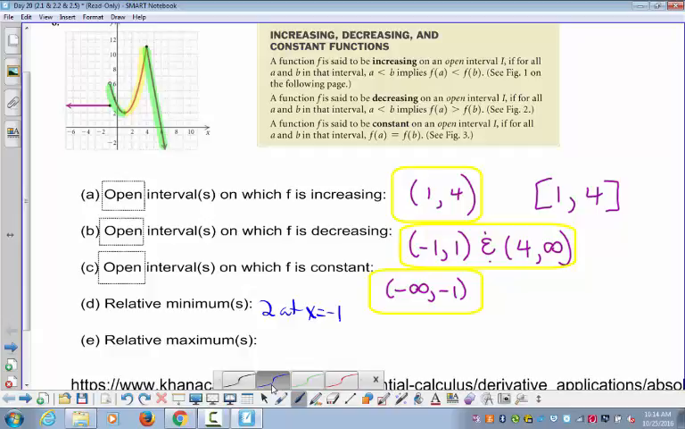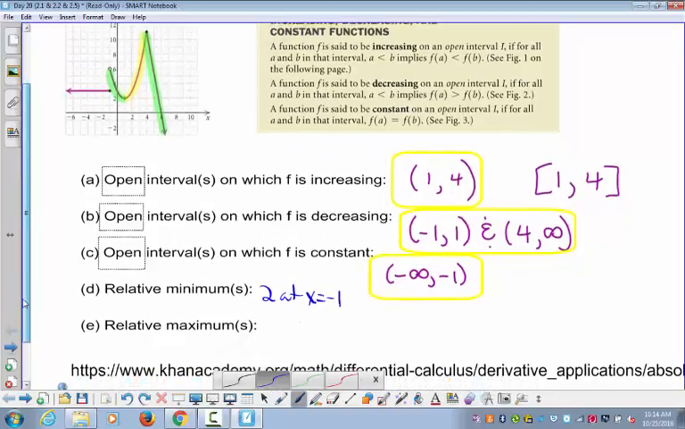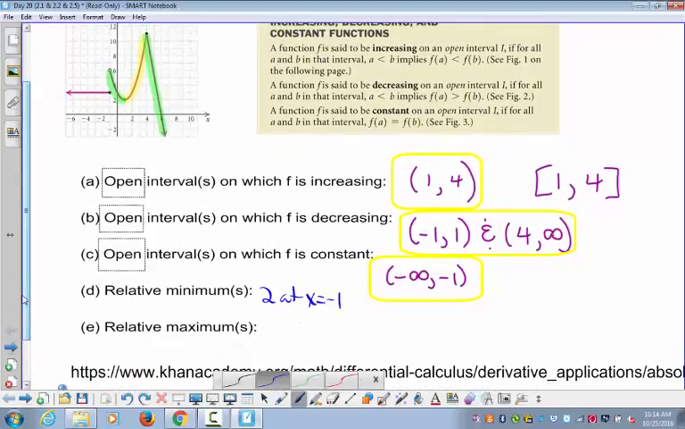Okay, other relative mins. Anything else? No. All right. If you have a question, make sure you ask, because it's a little subtle sometimes. Relative maximums. The obvious one is right there. So relative maximum value, it looks like that's 11. Relative maximum of 11 at x equals 4.